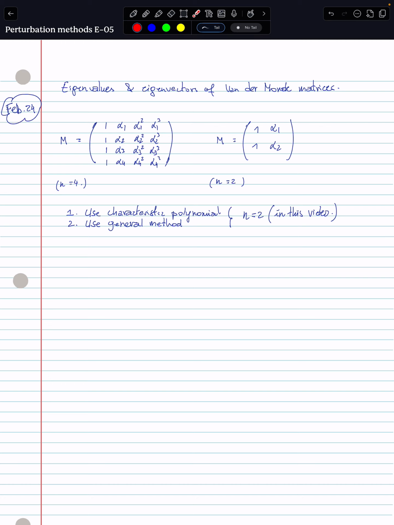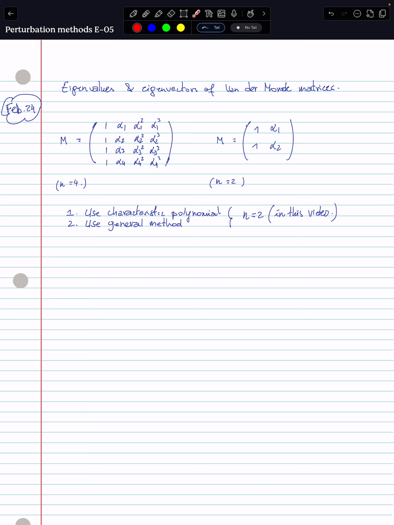And just to fix ideas, van der Monde matrices are matrices that are written in a format similar to this. So for instance, what you see here on the left is an example of a van der Monde matrix for n is equal to 4, and another one on the right for n is equal to 2. All right, n is equal to 2 is the only particular case that we're going to consider in this video. But everything we do here can be expanded to any value of n.